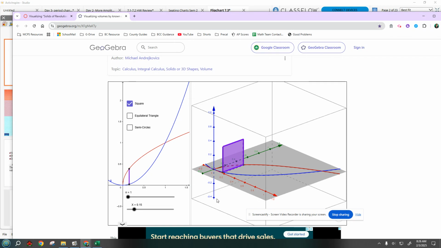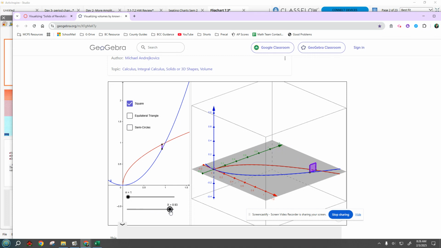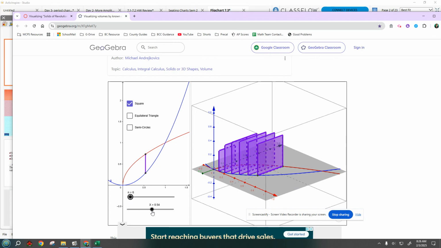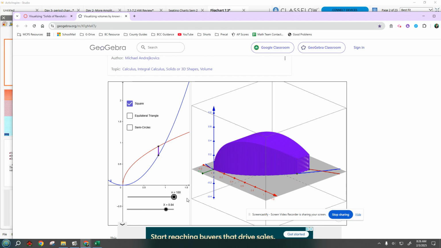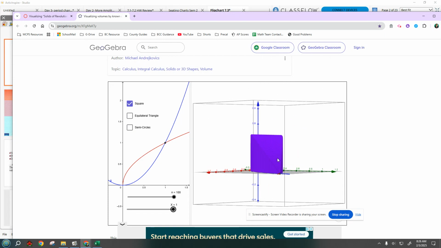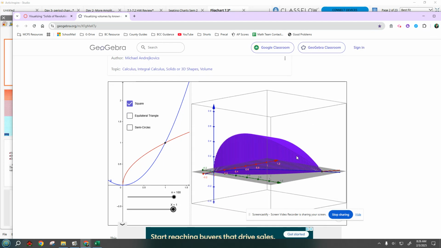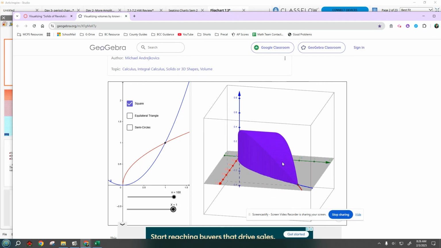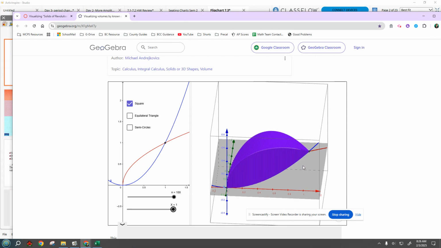Okay, there's my 1 square. And see how the size of the square changes depending on where it is? So if I put in a couple of squares, or if I fill it up, what is that solid going to look like? It's going to kind of look like that. So 7.3 is part of this, which is finding volumes of known cross sections. So the cross sections are all squares in this case.